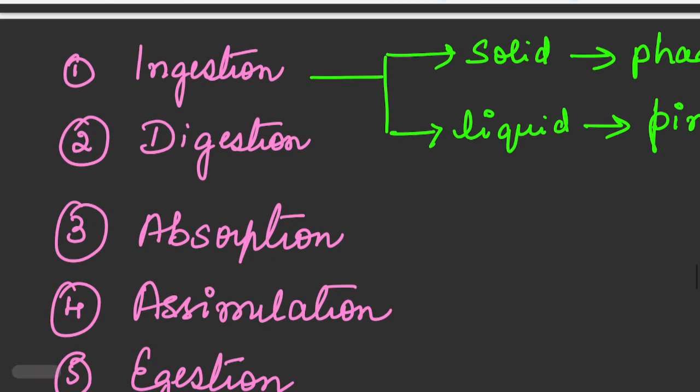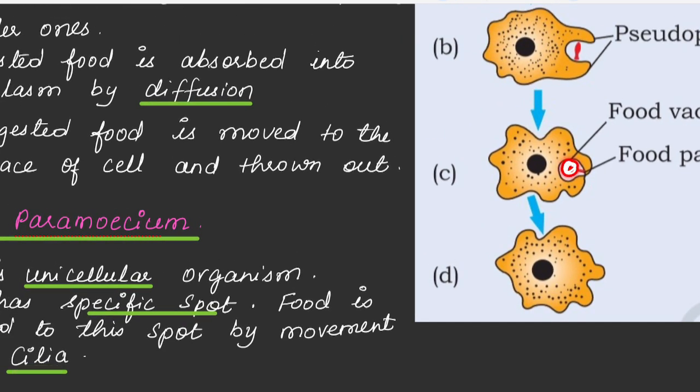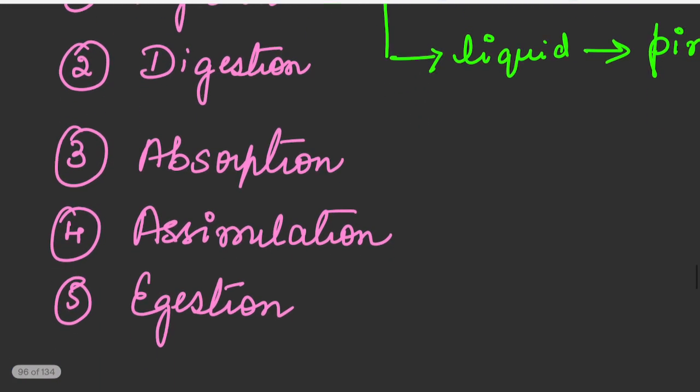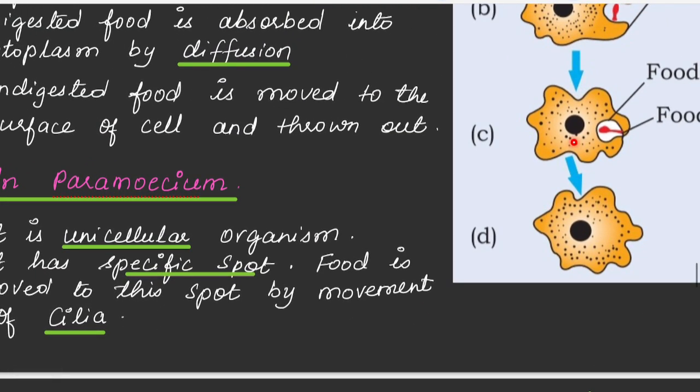After digestion, what is the third step? Absorption. Now the food which is digested in the food vacuole will be absorbed into the cytoplasm by means of diffusion. Once it is absorbed, what is the next step? Assimilation. Assimilation meaning is using this digested food. The amoeba will use this digested food for various activities. That is called assimilation.